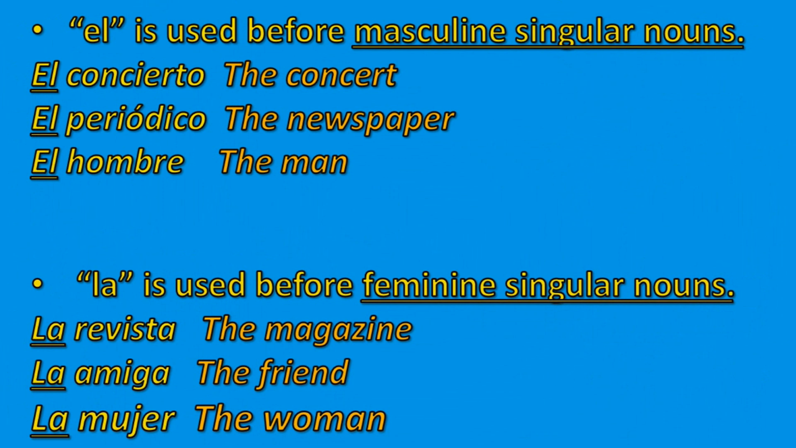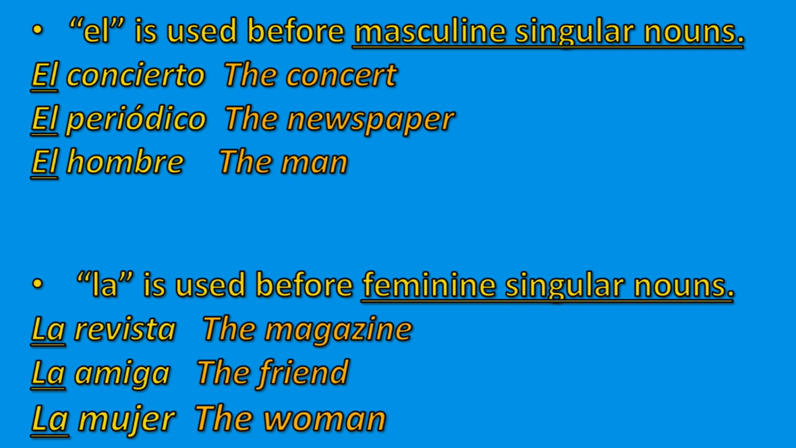El, the definite article el, is used before masculine singular nouns. For example, I say el concierto. Concierto ends in an O, so it's masculine. So I say el concierto, the concert.